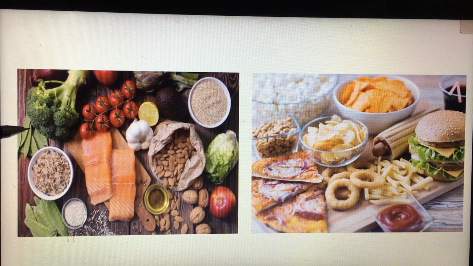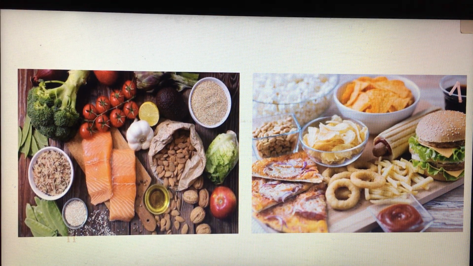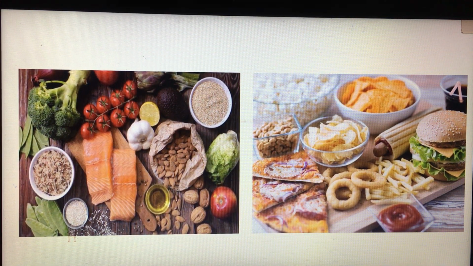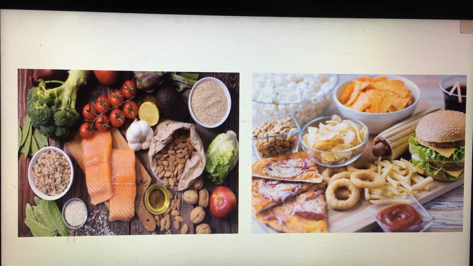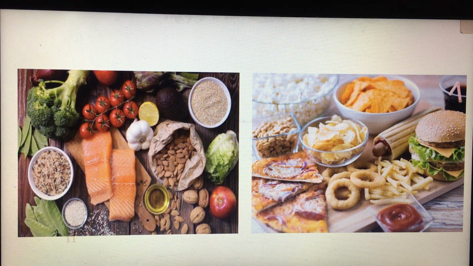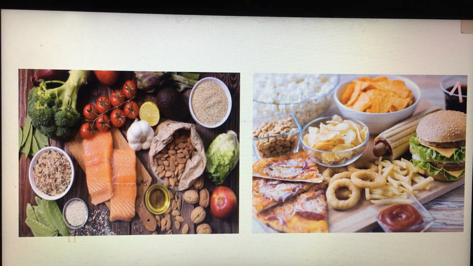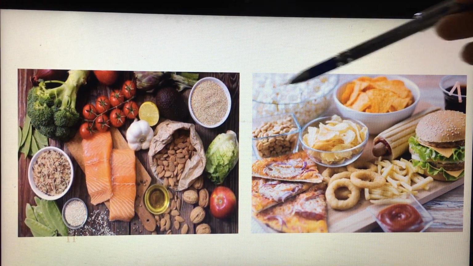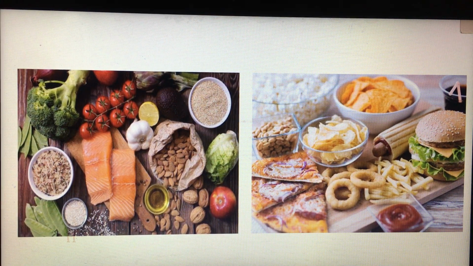Excellent. The first picture shows healthy food because we have vegetables and we have proteins and some carbohydrates. What about the second picture? This picture shows unhealthy foods. So, we have to eat foods that are good for us to protect our bodies. So, we have to choose those foods, not the unhealthy foods.